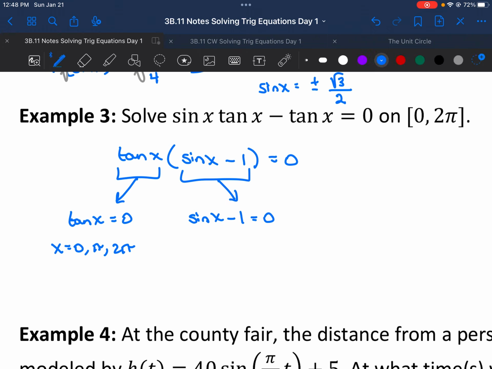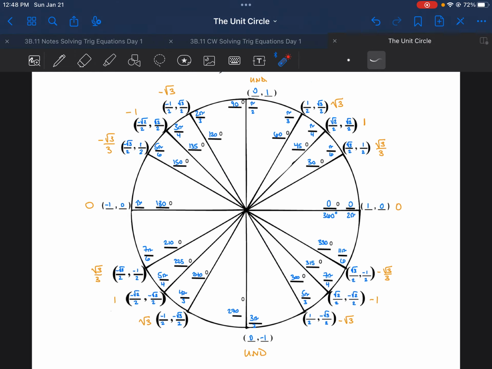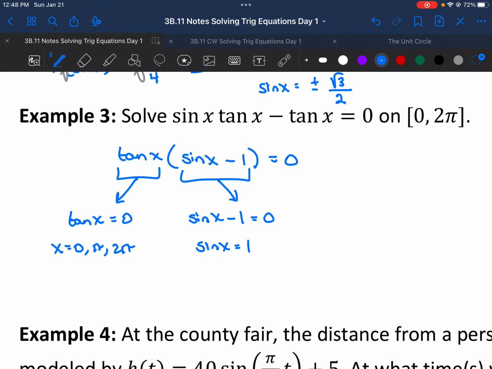So let's go ahead and add the 1 to the right side. We get sine of x equals 1. And now we're asking ourselves, same deal, from 0 to 2 pi, what are all the angles that have sine values, y values, of 1? Well, the only y value of positive 1 that I can see is right here at pi over 2. So x equals pi over 2. Okay, so we have 1, 2, 3, 4 different x values in our solution set.